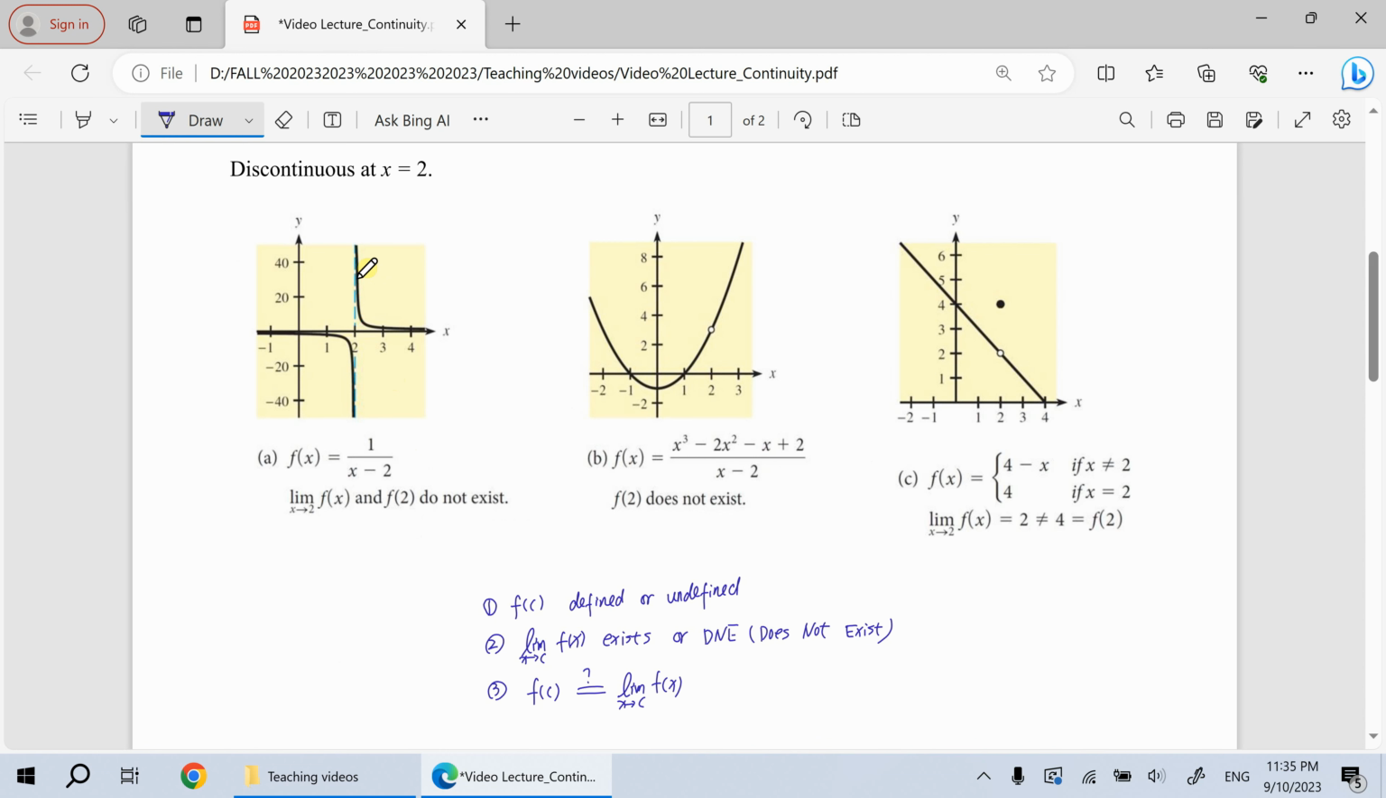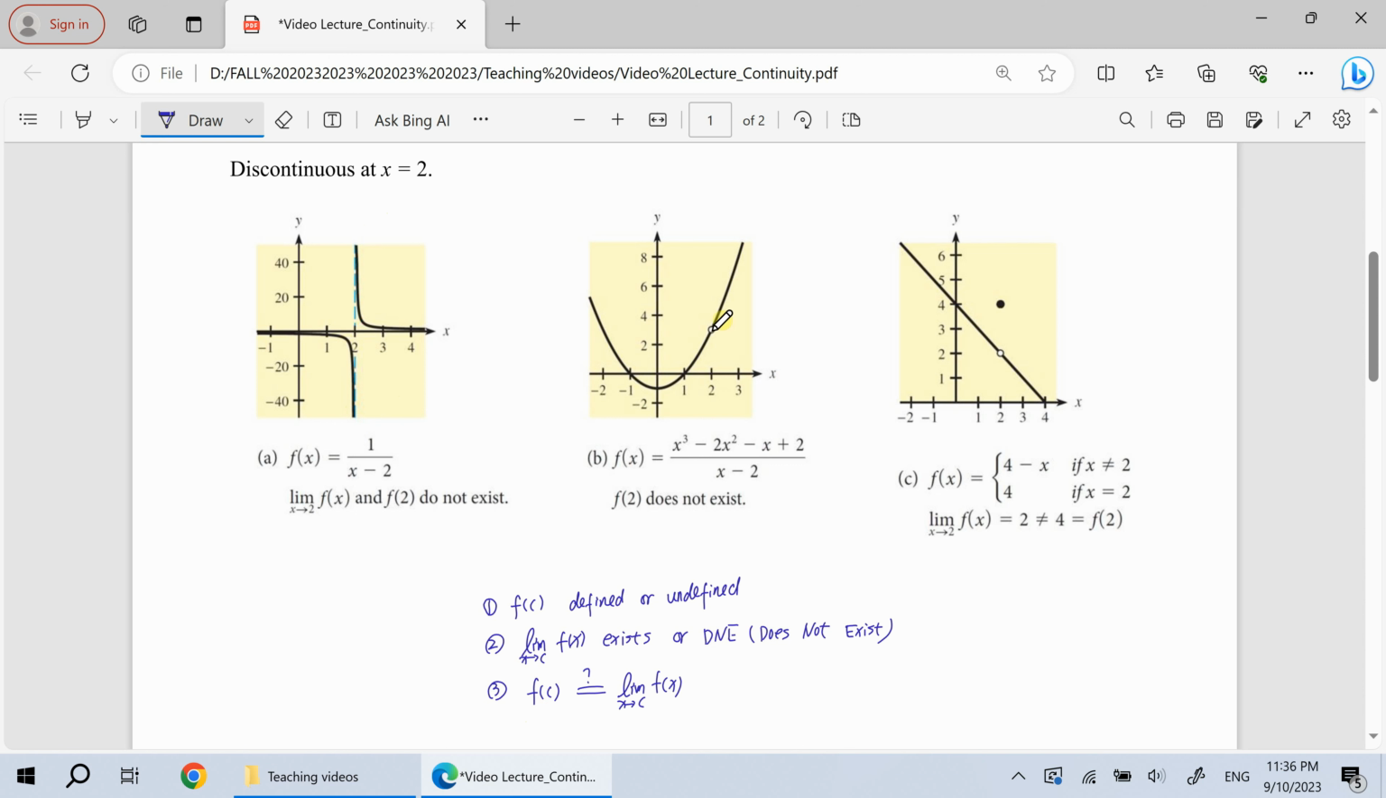The first graph, here is the asymptote line. We know f of 2 is undefined, so we can just stop here. This is discontinuous. Actually, this function does not meet all three conditions. The limit does not exist, DNE, because the left one goes to negative infinity and the limit from the right side goes towards positive infinity. So the full limit, DNE, and of course the third condition can't be satisfied.